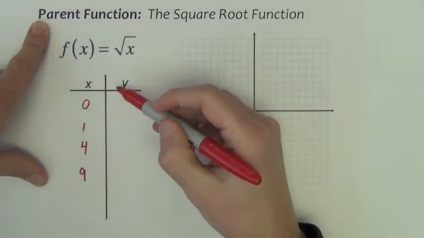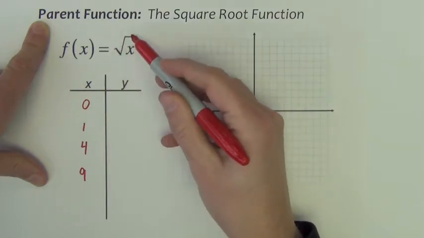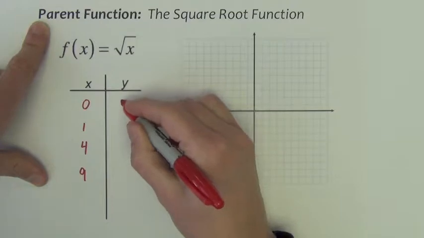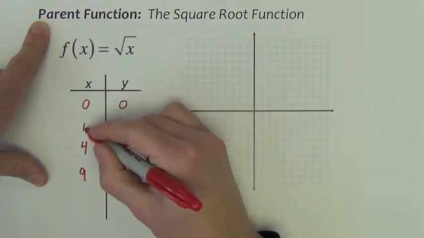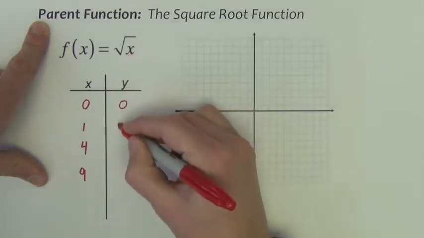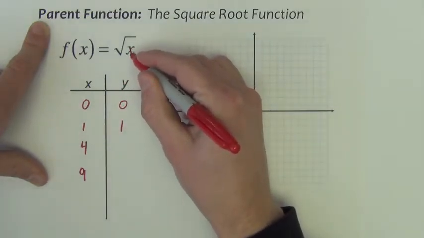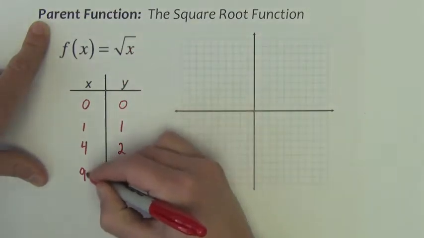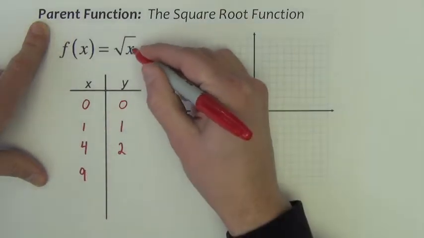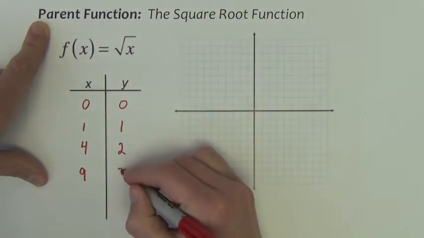Plugging in these numbers for x, I'm taking the square root of those numbers. So the square root of 0 is 0. Plug in the 1, the square root of 1 is 1. Substitute in the 4, the square root of 4 is 2. Substitute in the 9, the square root of 9 is 3.